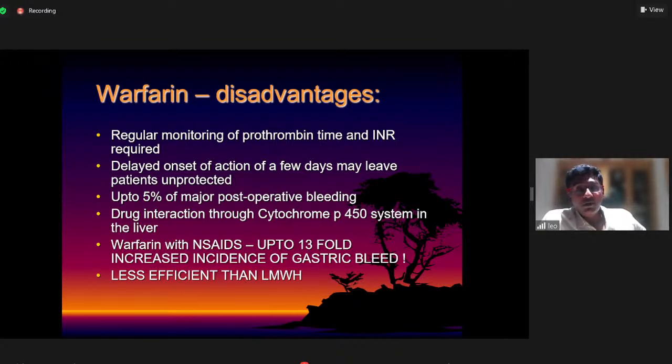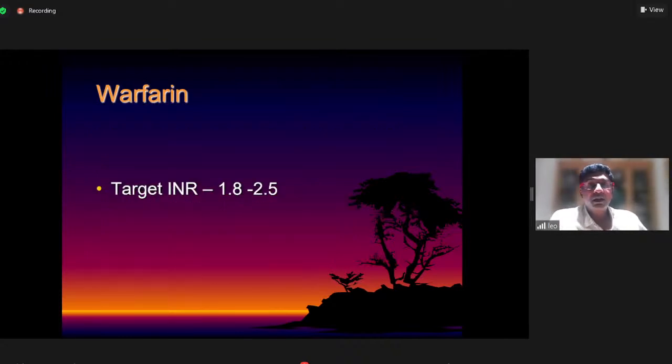And warfarin has a host of drug interactions through the cytochrome P450 system in the liver. And most of our post-operative patients are going to need some kind of NSAID therapy in order to minimize pain. And if you're going to mix that up with warfarin, there is up to a 13% increased incidence of gastric bleed. And it has been suggested that it is less efficient than low molecular weight heparin in terms of preventing DVT. But if warfarin is your guy, then the target INR that you need to watch and try to maintain is about 1.8 to 2.5.